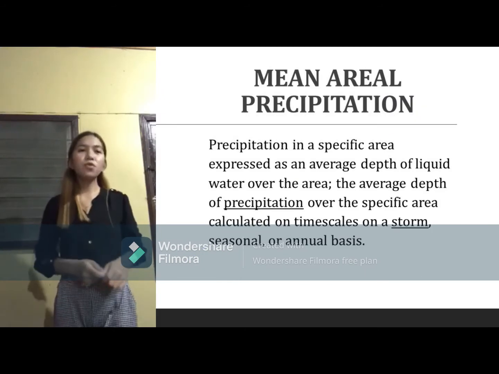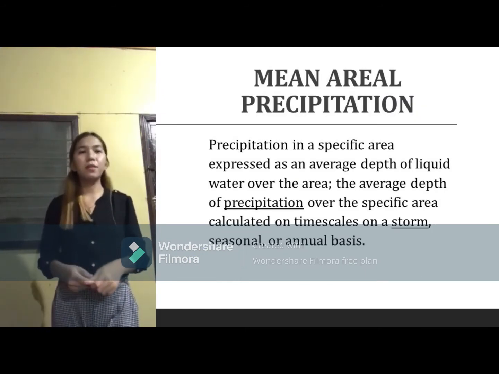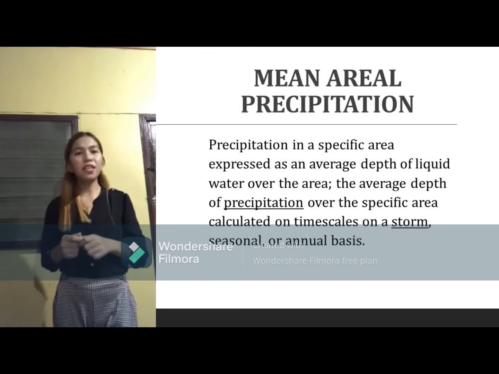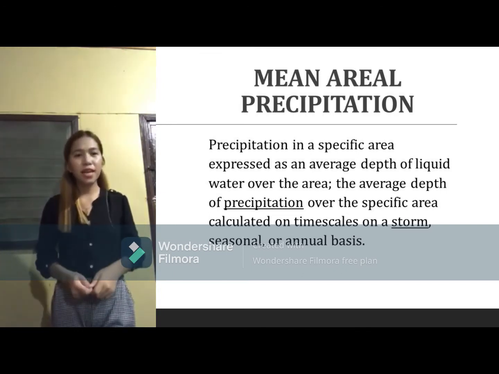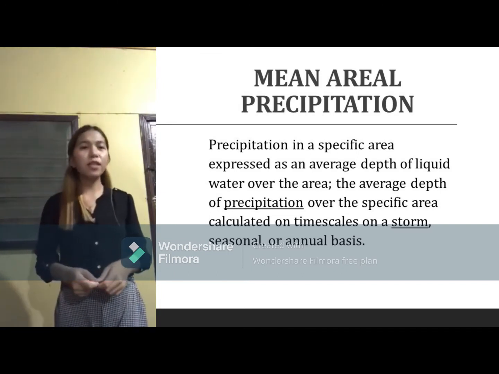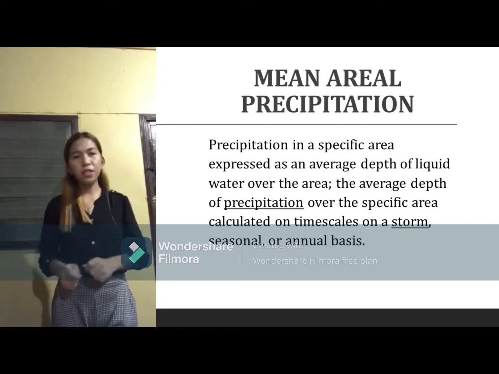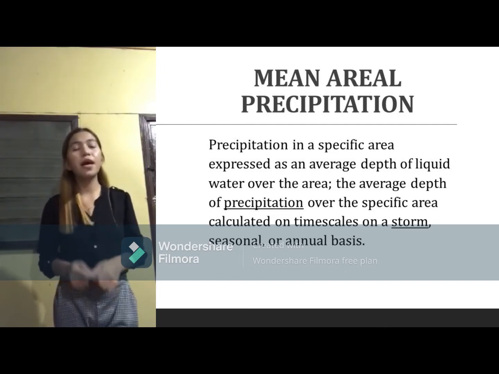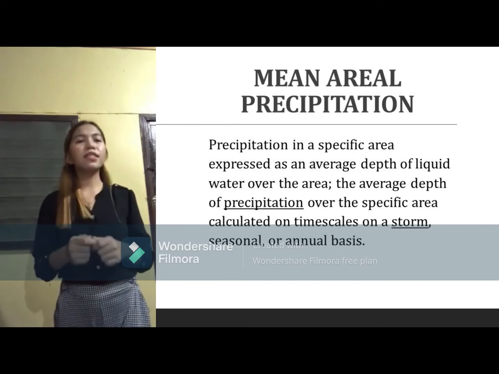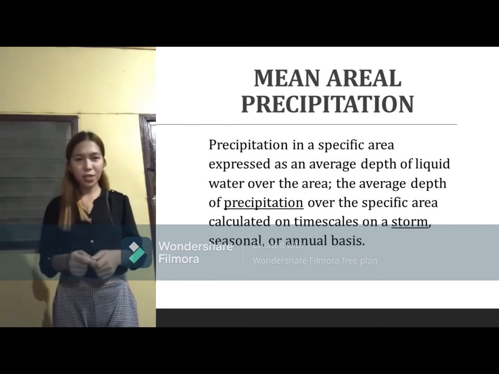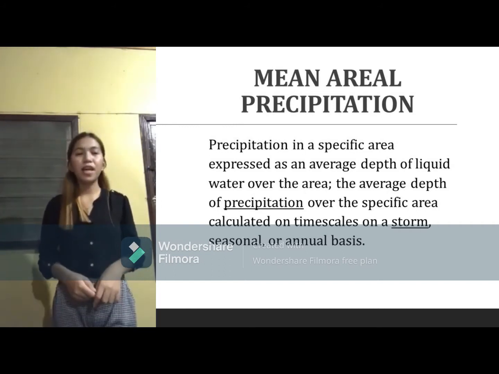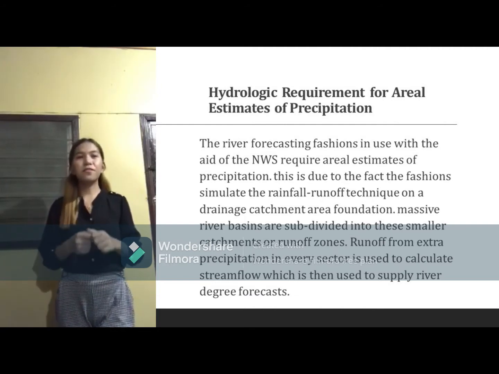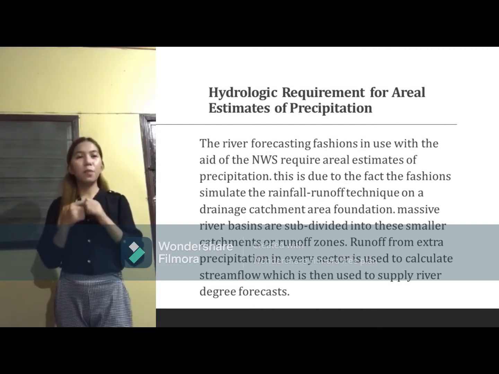So next we have the mean areal precipitation. Precipitation in a specific area is expressed as an average depth of liquid water over the area. The average depth of precipitation over the specific area is calculated on the time scale of a storm, seasonal or annual basis. So, hydrologic requirements for areal estimates of precipitation.